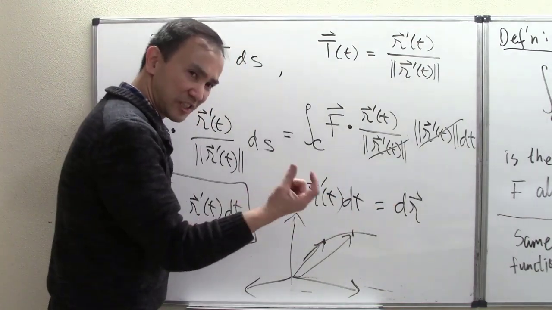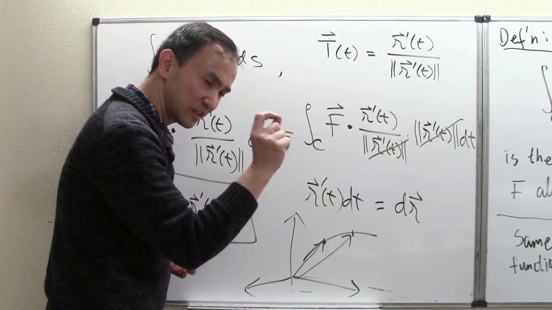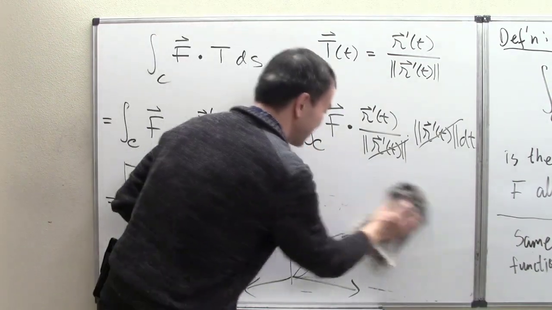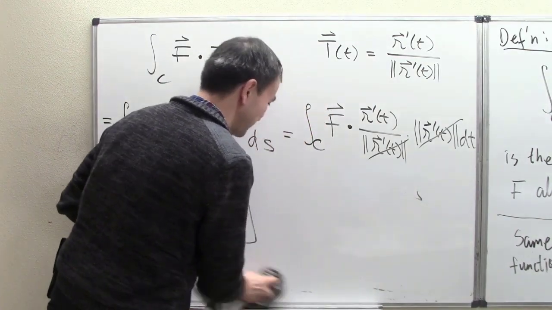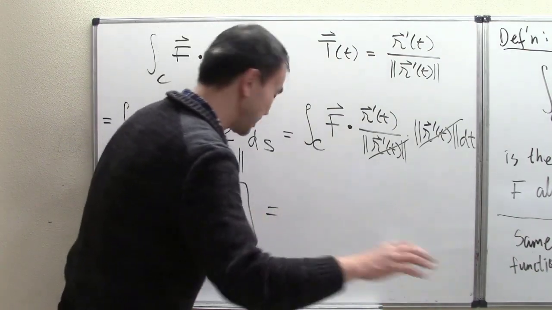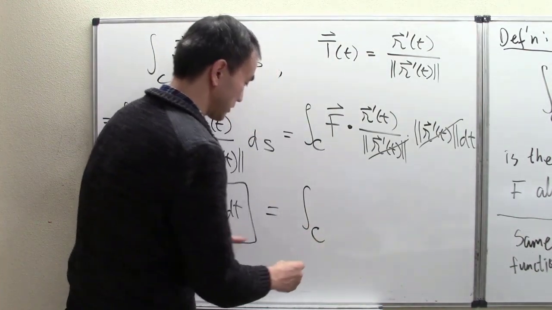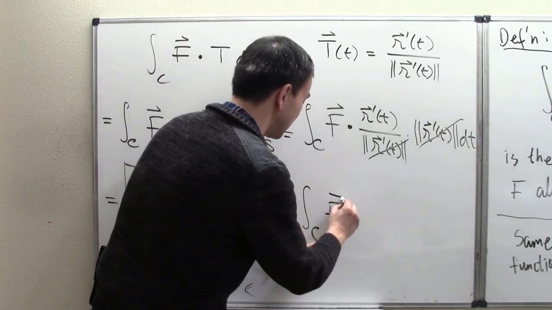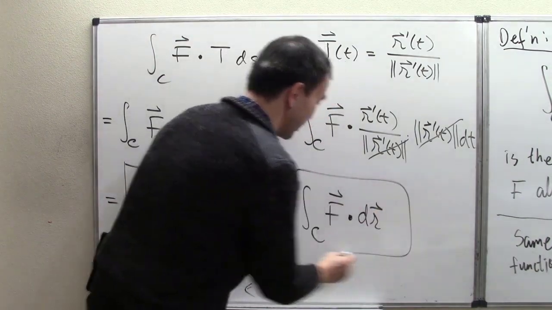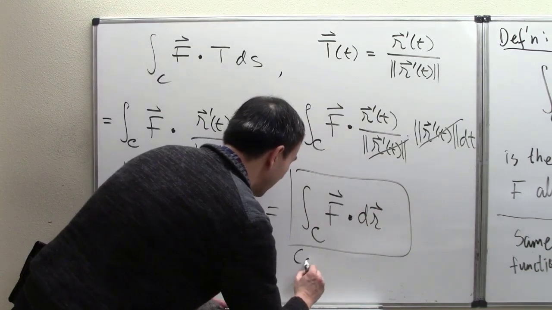So dr is a vector indicating an infinitesimally small differential change in r. And so now the differential of r is more commonly seen: it's an integral along this curve C where we have F dot dr. All right. So ladies and gentlemen, this form is also a very commonly used form.